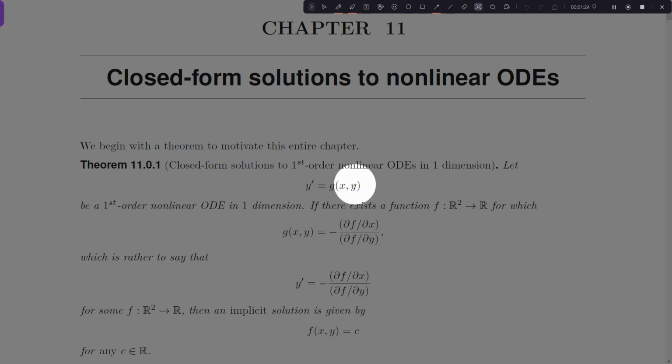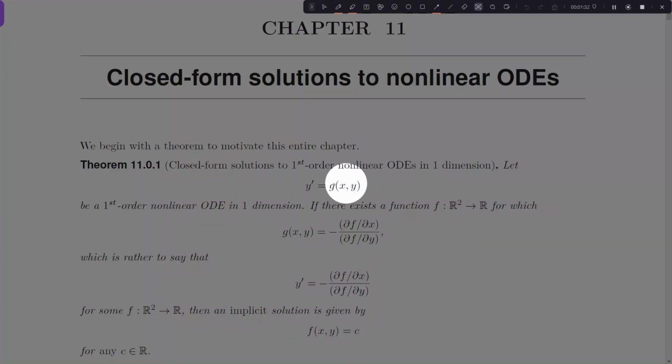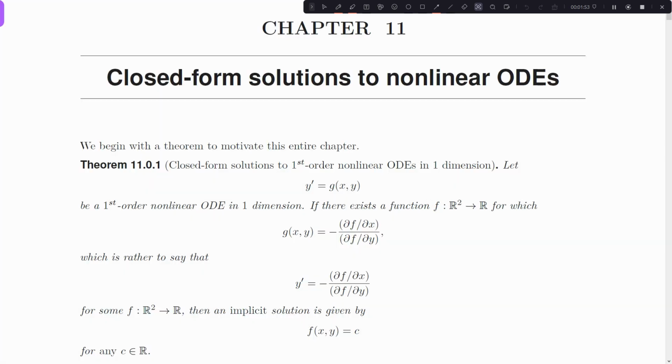It's in one dimension. y is a function of x in R, and the image of y is in R as well. So we're nonlinear in one dimension. Basically, g is now a function of two variables. It's a function of x and y. And if, right, there's an if right here. So if we can write g as the negative partial derivative in x divided by partial derivative in y of some two-dimensional function. So maybe I'll make this clear right here.